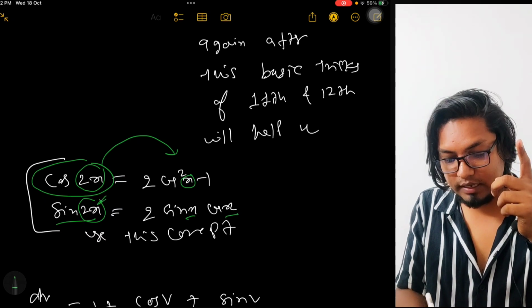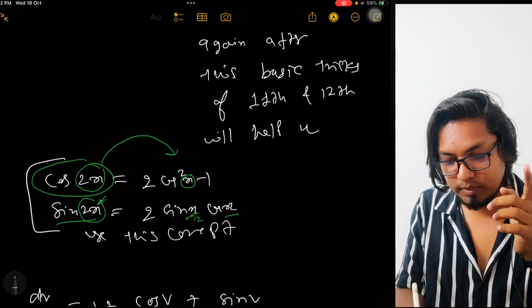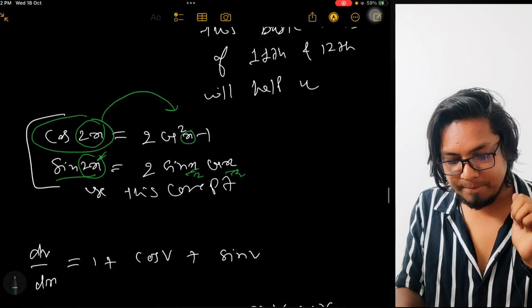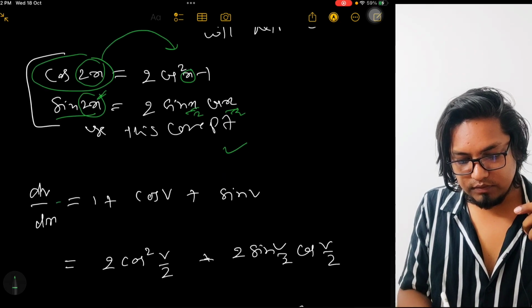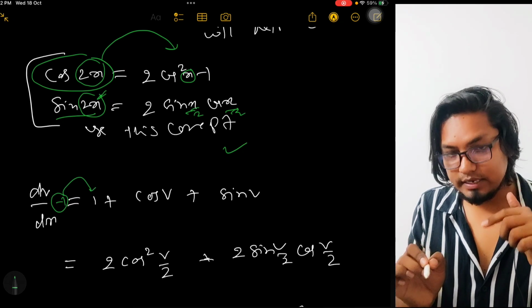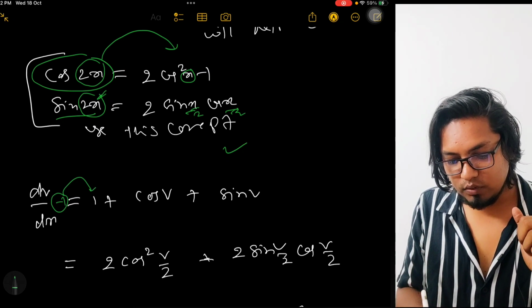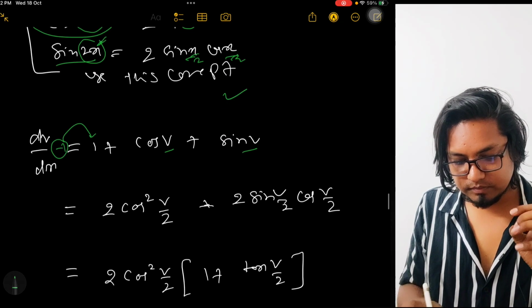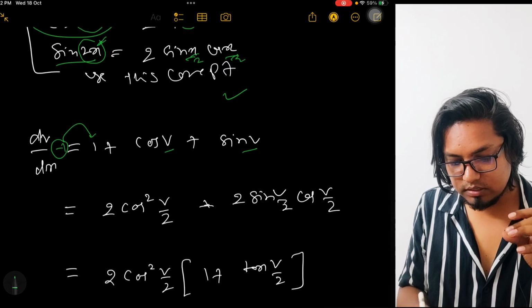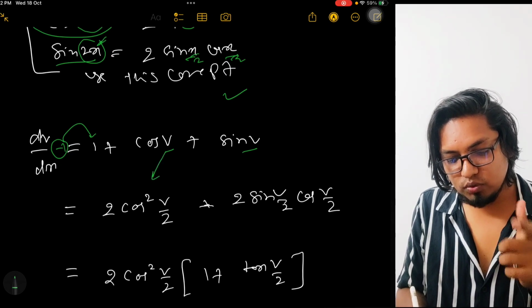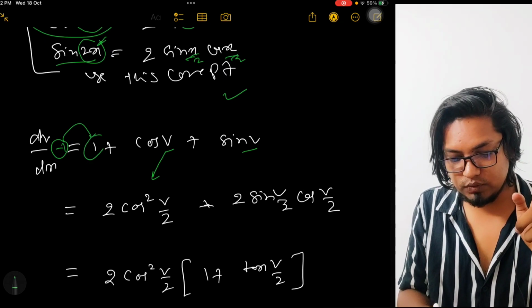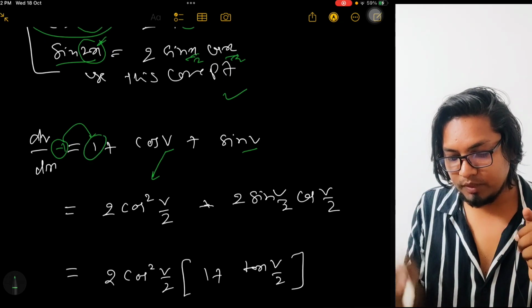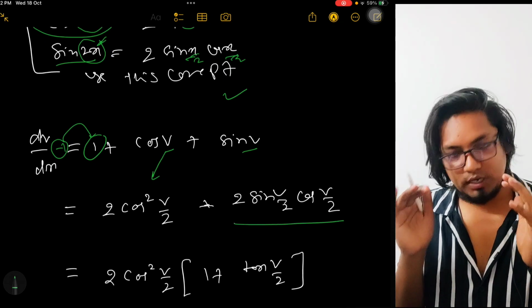But if here the angle is only x, then x by 2 will come. So use this concept and substitute in the question. The minus 1 I sent to this side, that is fine as 1. Now cos v and sin v is there. So this cos v I will replace: 2 cos square v by 2 minus 1 will come. So that minus 1 and this 1 will get cancelled, so I don't have 1 here in this step. And 2 sin v by 2 cos v by 2 will come.